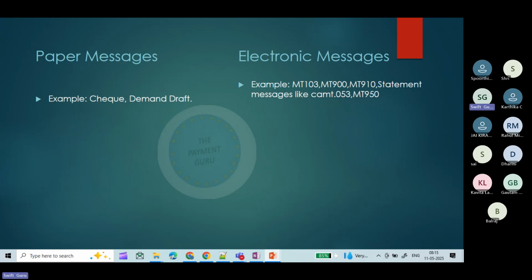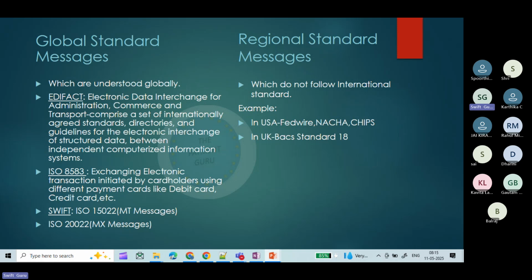In terms of paper-based, as we already discussed, we have check and demand draft. These are some of the examples of paper-based messages. And for electronic-based messages, all the ISO 15022 and ISO 20022 messages are examples of electronic messages, to name a few. EDIFACT messages are also there. There are plenty of other business areas as well wherein they provide messages electronically, which are transferred.